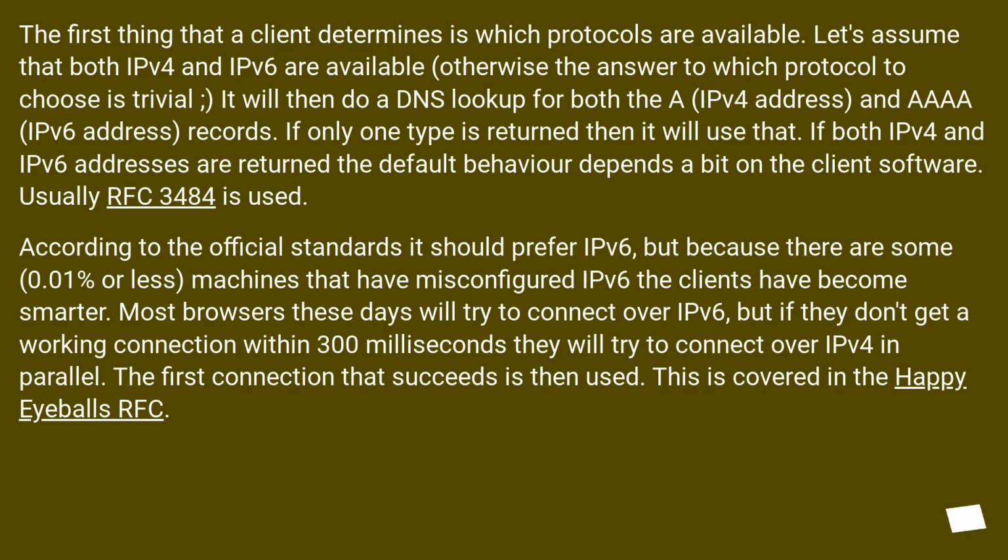Usually RFC 3484 is used. According to the official standards it should prefer IPv6, but because there are some 0.01% or less machines that have misconfigured IPv6, the clients have become smarter. Most browsers these days will try to connect over IPv6. But if they don't get a working connection within 300 milliseconds, they will try to connect over IPv4 in parallel. The first connection that succeeds is then used. This is covered in the Happy Eyeballs RFC.